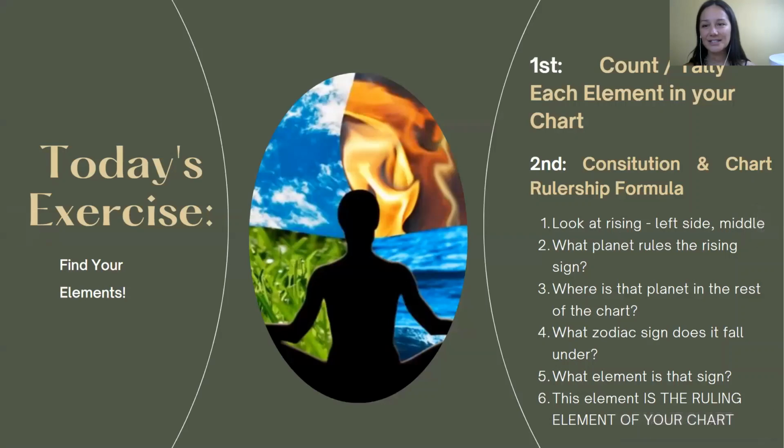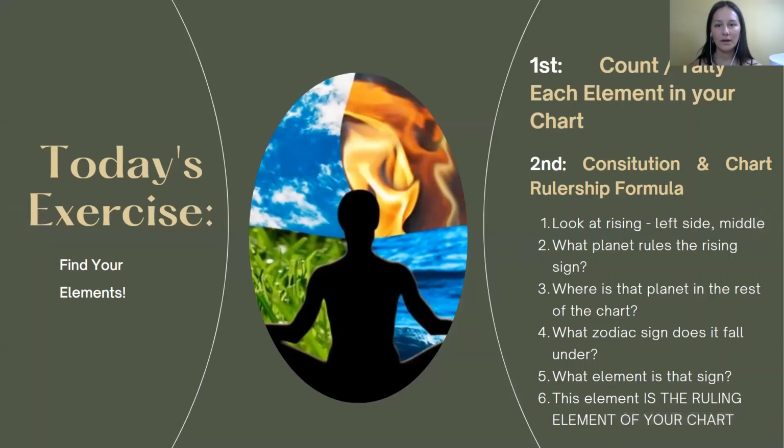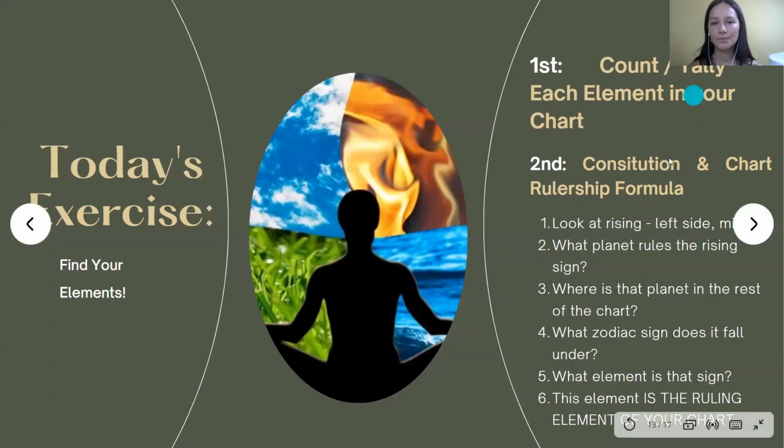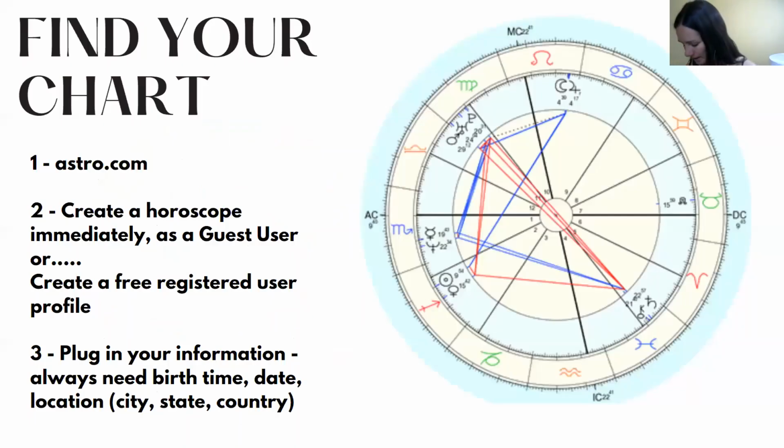Next, we're going to transition to learning about our own charts. So first we're going to count all the elements in our chart. I'm going to go back to this chart that was here, and we're going to count this random person's chart. I would invite you to do this for your own chart, but if you don't have your chart in front of you, you can count here with me.